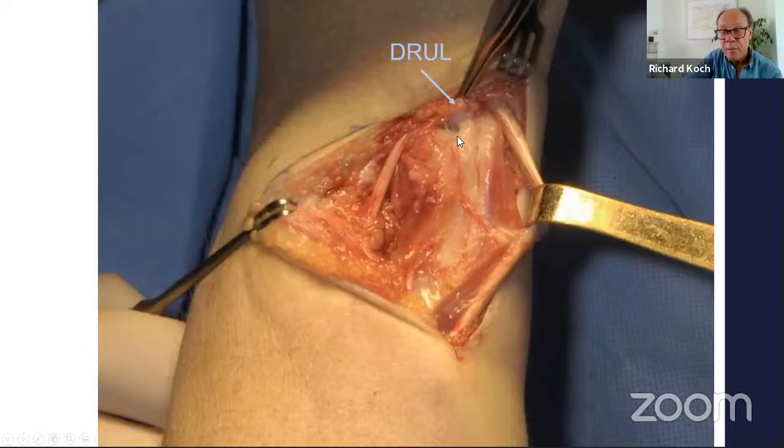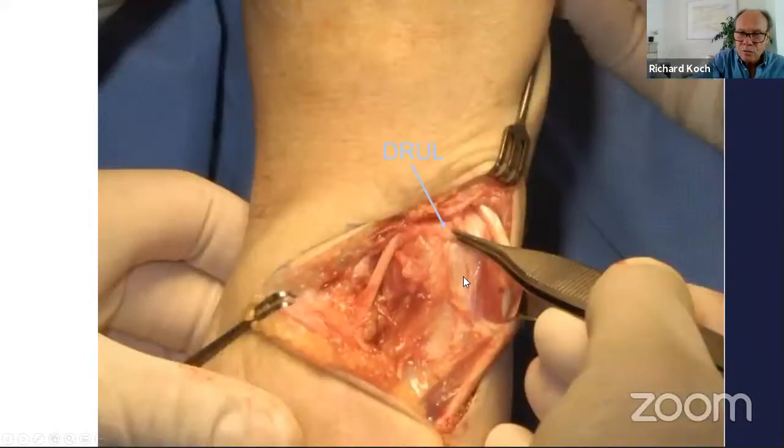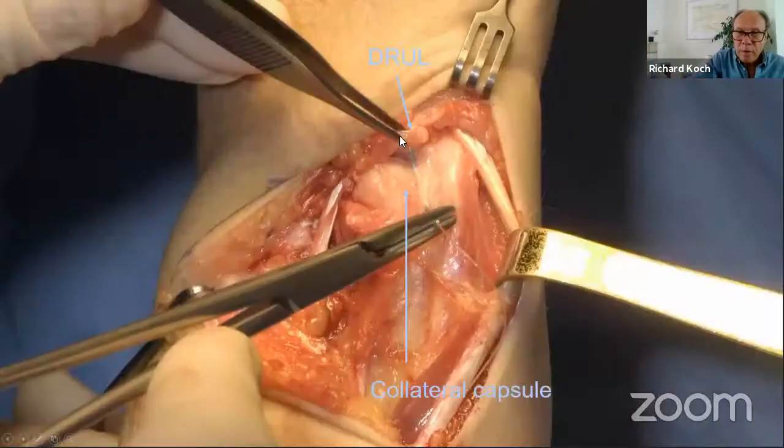Then if we bring the forearm in the neutral position, you can clearly see the DRUL. There it has the extension towards the central part. Here's the ulnar head. And this is the tissue which you are going to use to put the stitch in. So we now pull on the DRUL from volar to dorsal, and we put the PDS 2.0 through it.